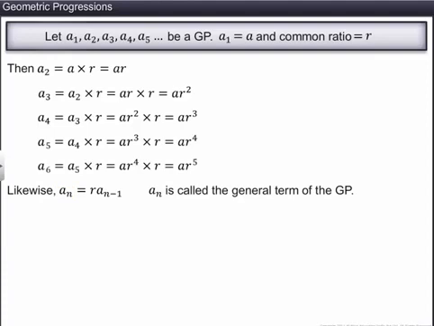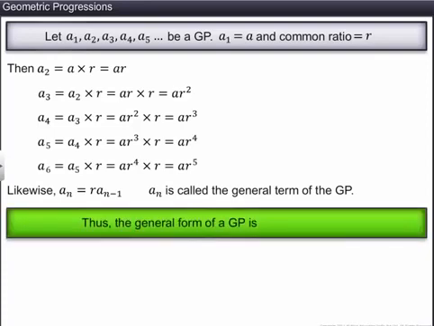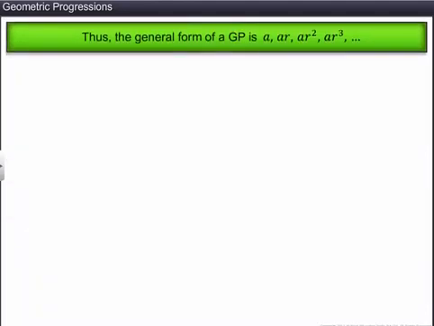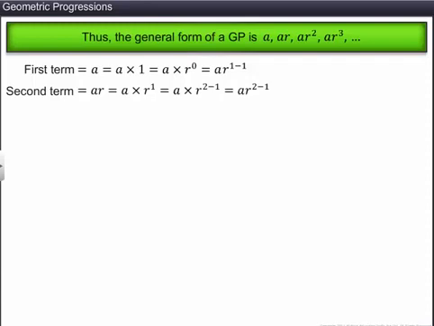Now notice that the terms of a GP follow some definite pattern as shown. The first term, a, can be written as a into r raised to the power of 1 minus 1. The second term, a into r, can be written as a into r raised to the power of 2 minus 1. The third term, a into r square, can be written as a into r raised to the power of 3 minus 1. The fourth term, a into r cube, can be written as a into r raised to the power of 4 minus 1.